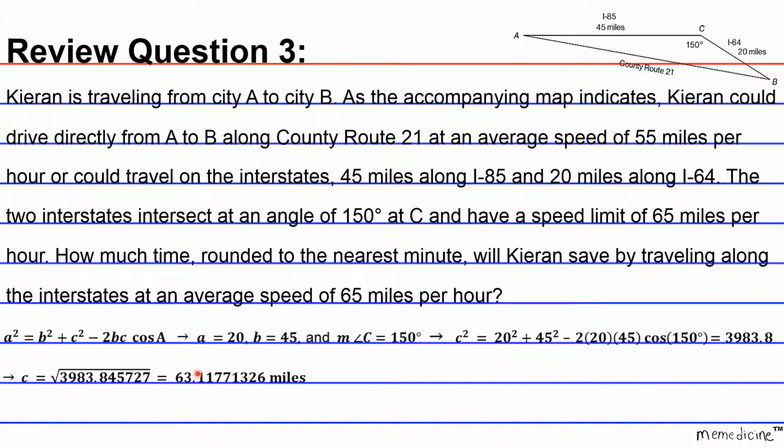So that's the first portion of our problem, the mystery we have to unlock. We figured out that County Route 21 is approximately 63 miles long, okay? Which makes sense because since this is a triangle, the longest side should be County Route 21, and it's not ridiculously longer. It's within the range of 20 and 45. The order of magnitude I'm trying to say is not like hundreds of miles long, okay?